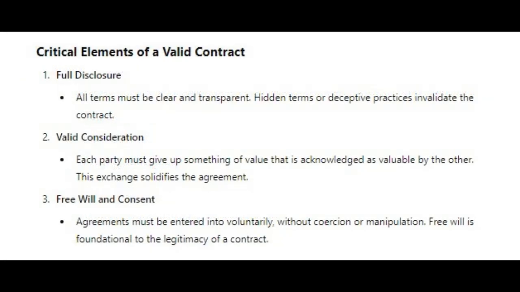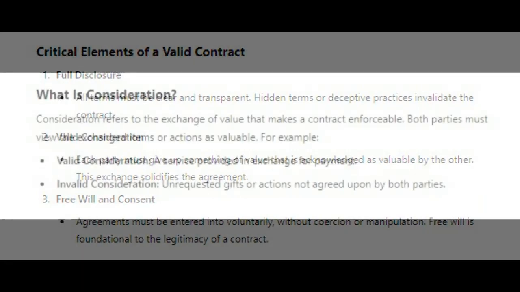Critical elements of a valid contract. Full disclosure. All terms must be clear and transparent. Hidden terms or deceptive practices invalidate the contract. Valid consideration. Each party must give up something of value that is acknowledged as valuable by the other. This exchange solidifies the agreement. Free will and consent. Agreements must be entered into voluntarily, without coercion or manipulation. Free will is foundational to the legitimacy of a contract.